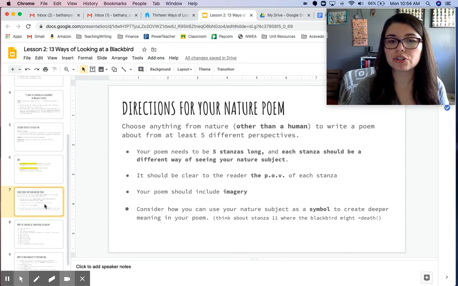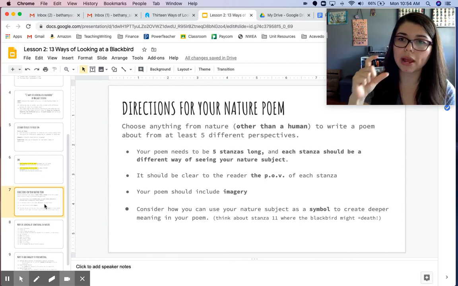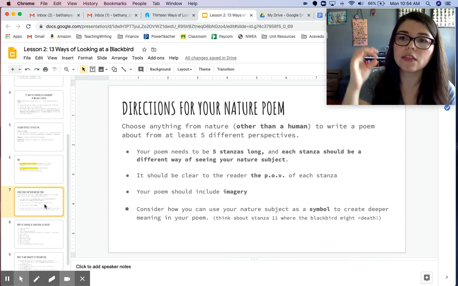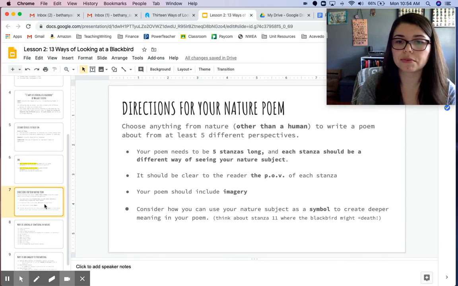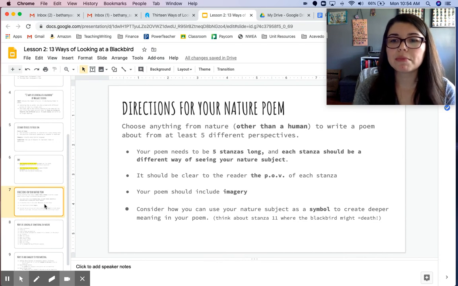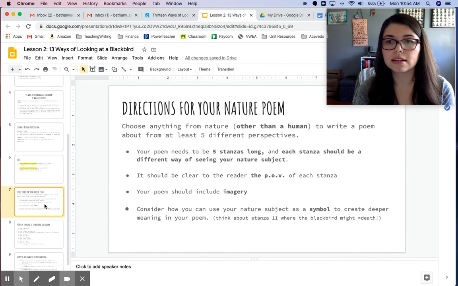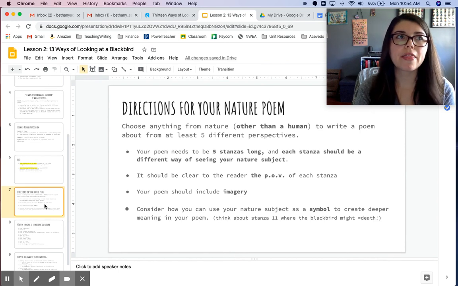I really push you to use imagery and symbolism. So not only is each stanza going to be a different way of looking at that thing, within those stanzas, make sure that you're describing really well, using imagery to really bring those images to life for the reader. And then the biggest thing you can do, the real challenge of making a good poem, I think, is to figure out how you can make that nature image a symbol of something. And that helps to start to create larger meaning in your own poems.